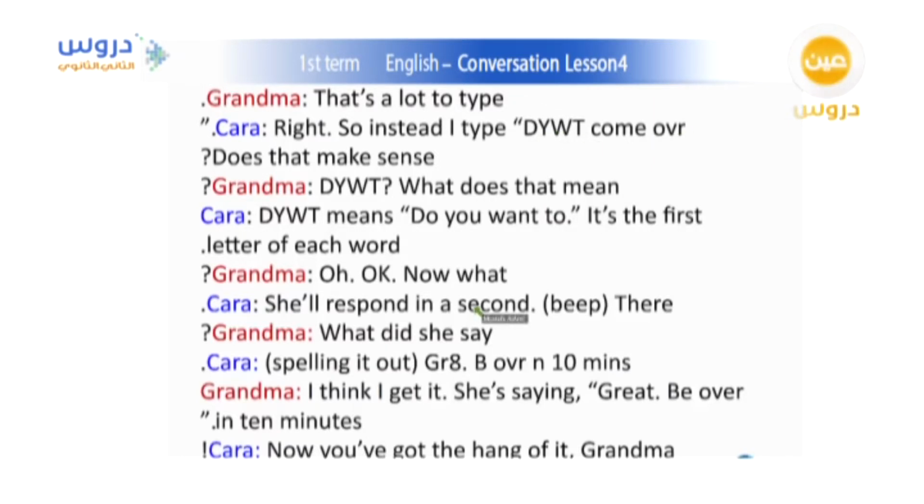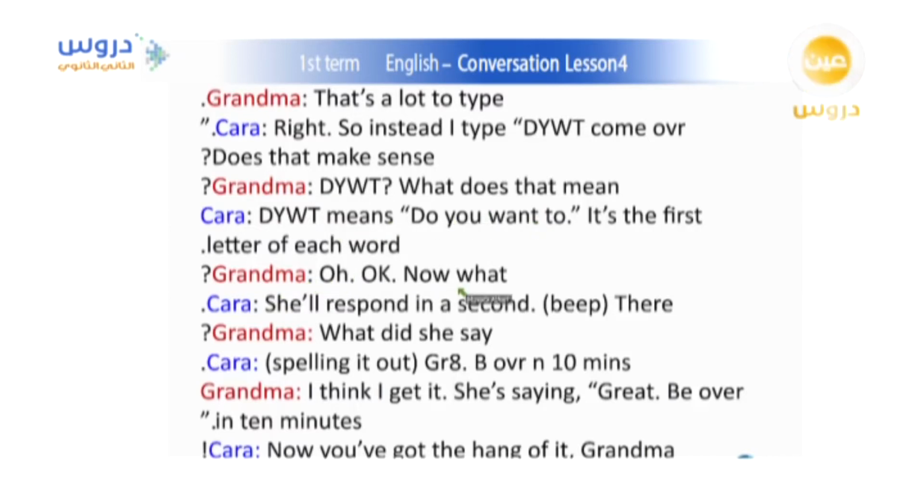And she's missing the E because every word which is unvoiced or silent, we don't pronounce it when we use text messages. So again, DYWT means, do you want to? It's the first letter of each word. D, do, Y, you, W, want, and the T, to.